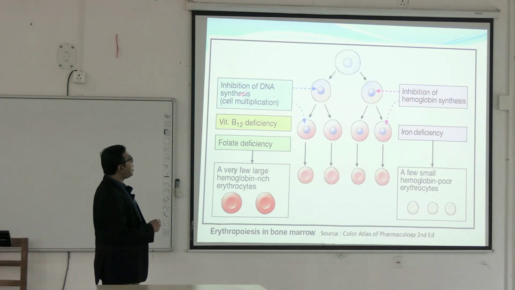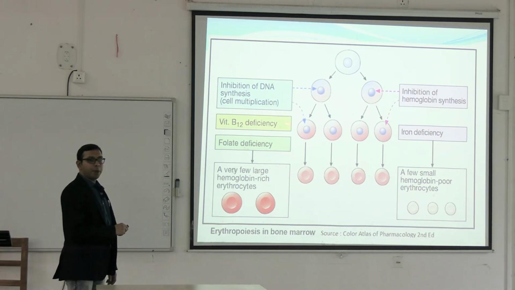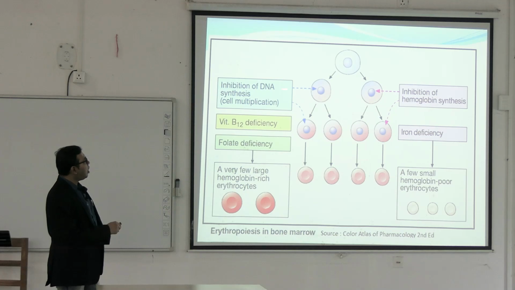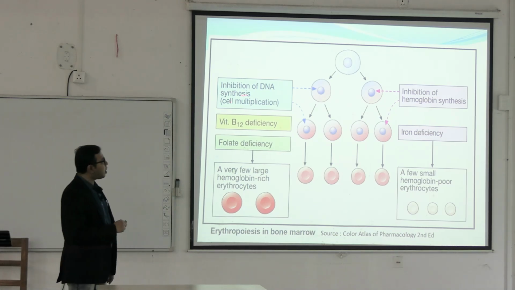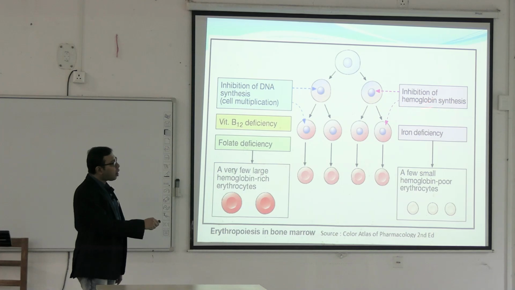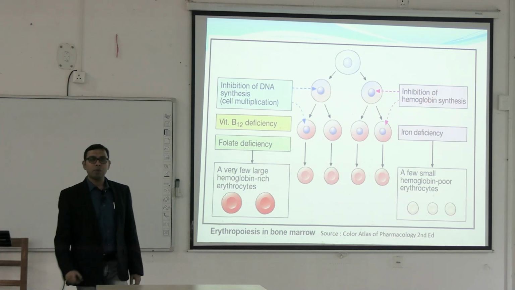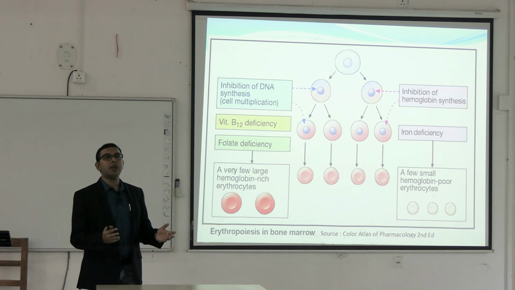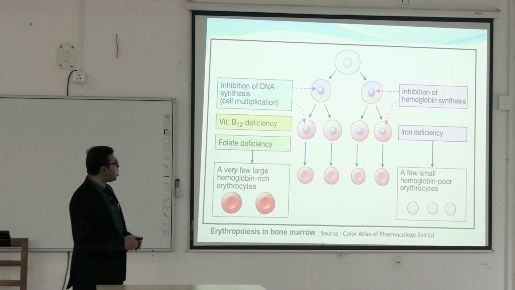So when there is a problem of vitamin B12 deficiency, folate deficiency or iron deficiency, there will be inhibition of DNA synthesis, which ultimately affects cell multiplication, or inhibition of hemoglobin synthesis. Both can happen. Some patients may have both iron deficiency as well as vitamin B12 deficiency.